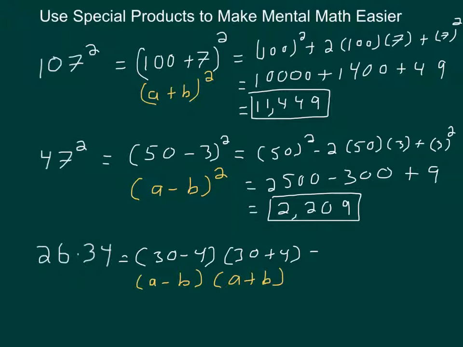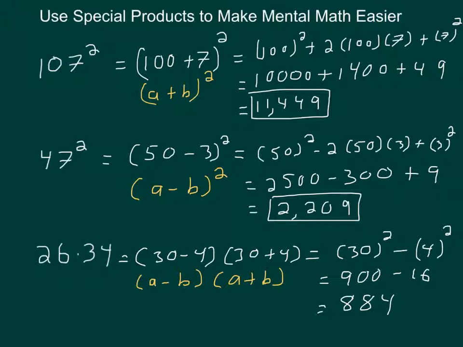I can now plug into my formula, which is a squared minus b squared. That's going to give me 30 squared minus 4 squared. Well, 30 squared is 900, 4 squared is 16, and 900 minus 16 is a lot easier than doing 26 times 34. It's just 884, which is exactly what you get if you do 26 times 34.